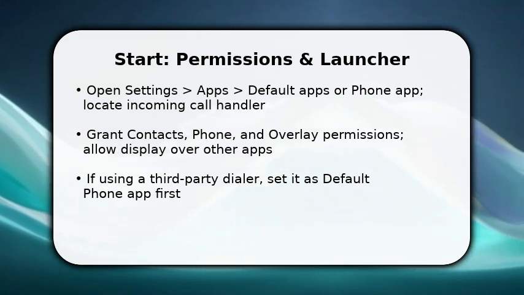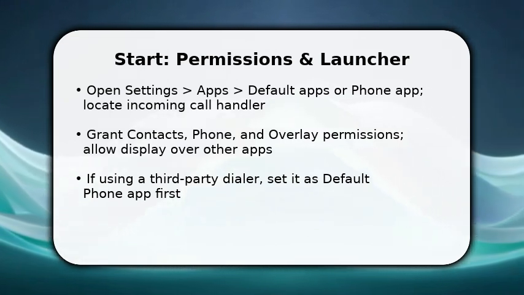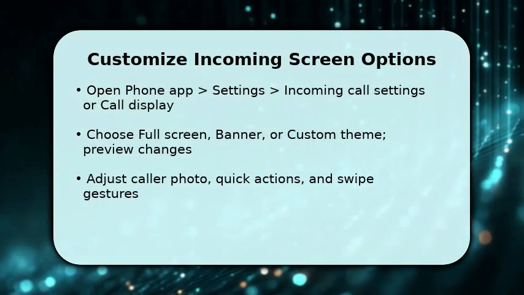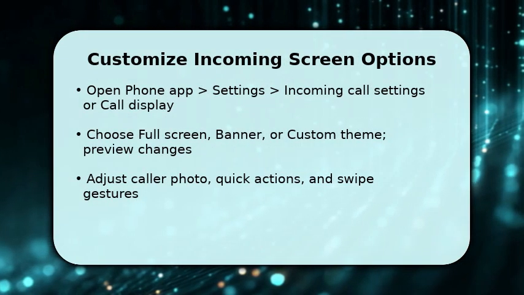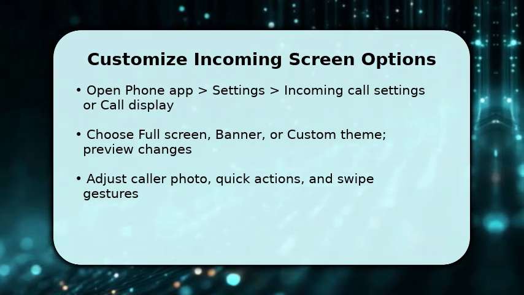Make sure to act now. Incomplete permissions are the most common blocker to customizing the incoming call screen. Now open your phone app and go to Settings, then Incoming Call Settings or Call Display. Different manufacturers label it differently, so look for similar terms.